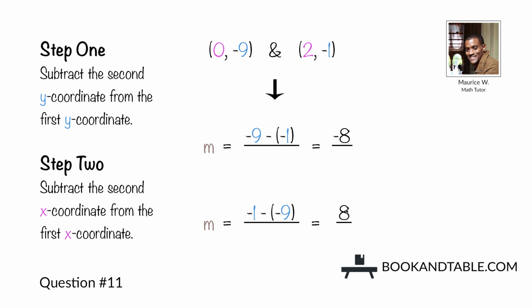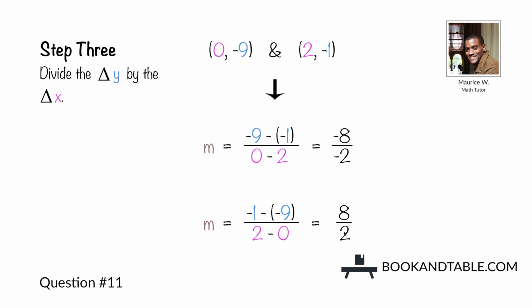And now step 2, subtract the second x-coordinate from the first x-coordinate. In this one, we did this point minus this point. So in the denominator, we have to do the same thing. This minus this. So 0 minus 2 gives us negative 2 in the denominator. Here, we did this minus this. So we have 2 minus 0 in the denominator here to give us positive 2.